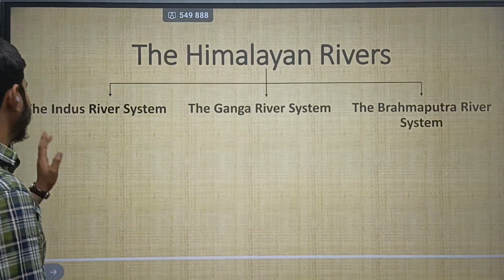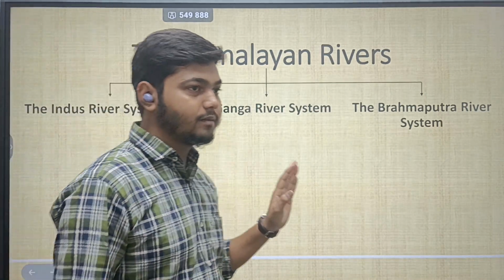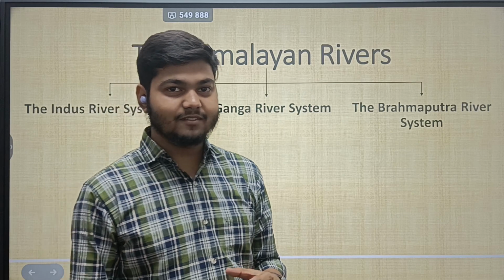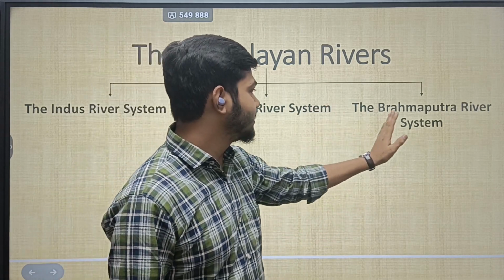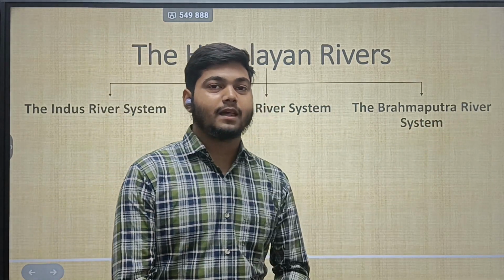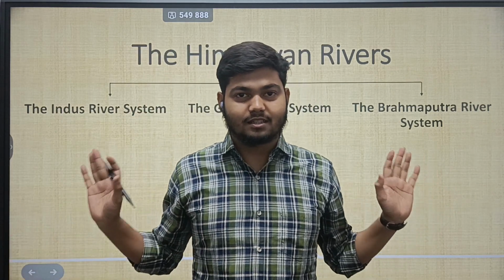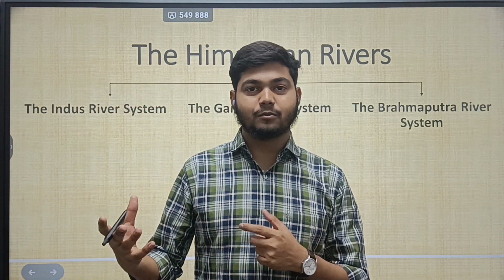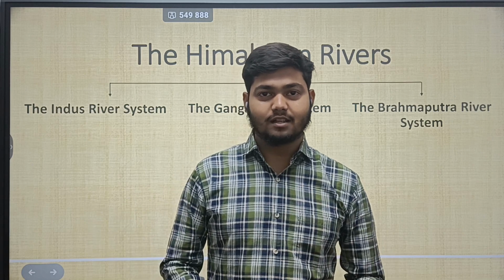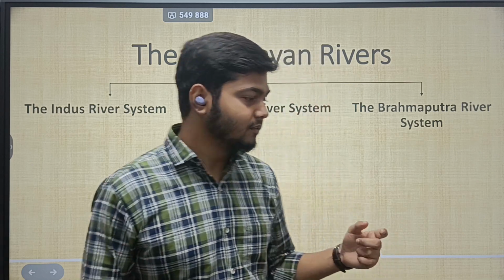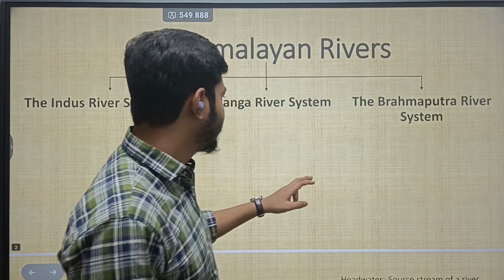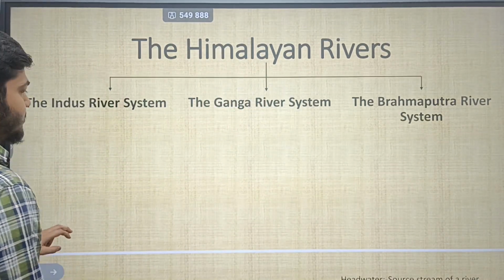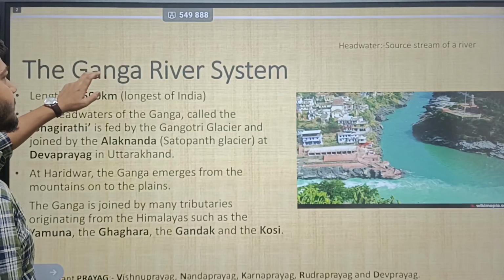Okay, so we are done with the Indus river system. Now we are continuing with the Ganga river system, and after the Ganga river system, we will be doing the Brahmaputra river system. And after completing all these three, we will move to our peninsular rivers, and then we will complete that portion. But until then, we are going to cover the Ganga river system. Okay, so let's begin.